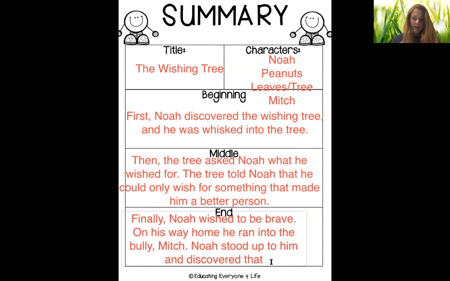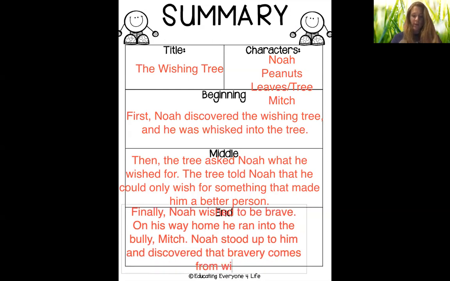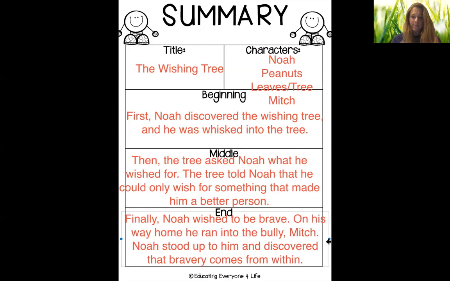And discovered that bravery comes from within. So that's the life lesson that he learned. The tree did not make him brave. He learned that the bravery that he had comes from within. He just had to realize that. So he always had it. It was there. He just needed to find it within himself. So that is, again, the summary.